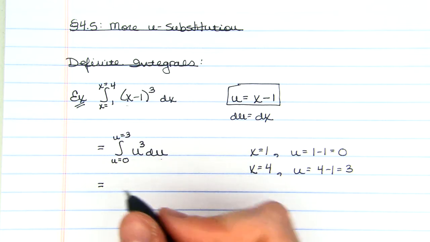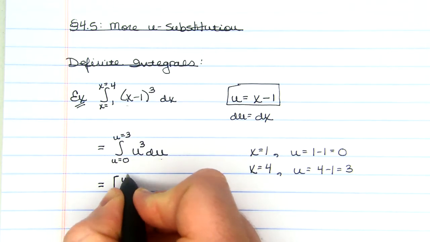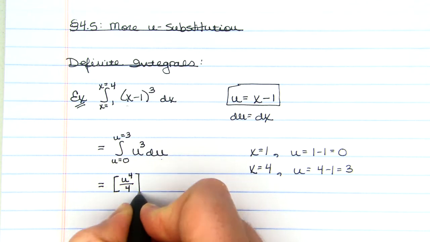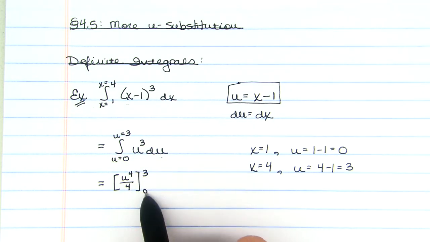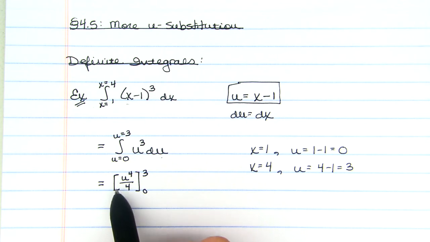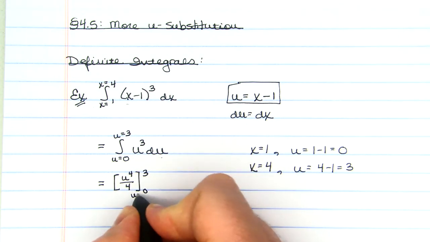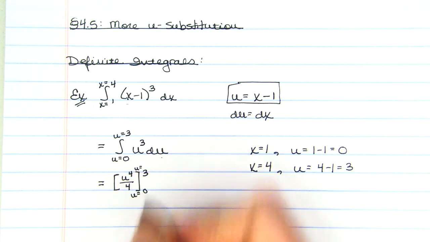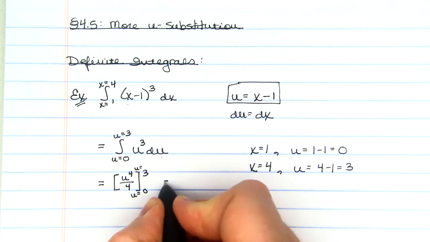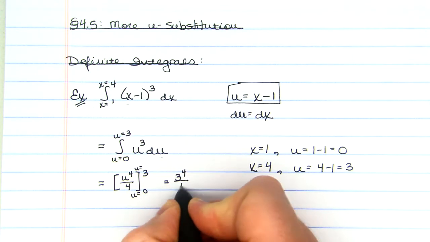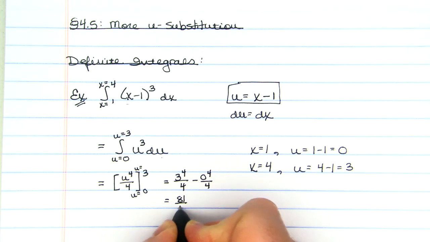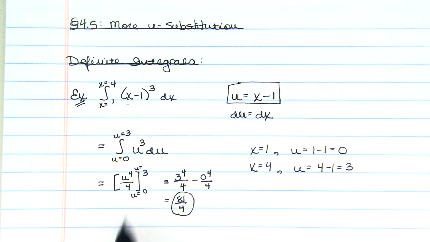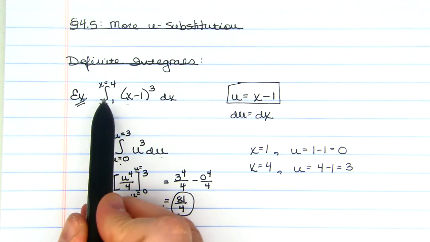Let me go integrate u cubed. I'm going to get u to the 4th over 4 from 0 up to 3. Now, since these are u values, there's no point to replacing the u with the thing that it stood for in terms of x's. Since these are u's, I can plug them in right away. I'm going to get 3 to the 4th over 4 minus 0 to the 4th over 4. This is just going to give me 81 over 4. And that is this definite integral, which is the same as this definite integral.